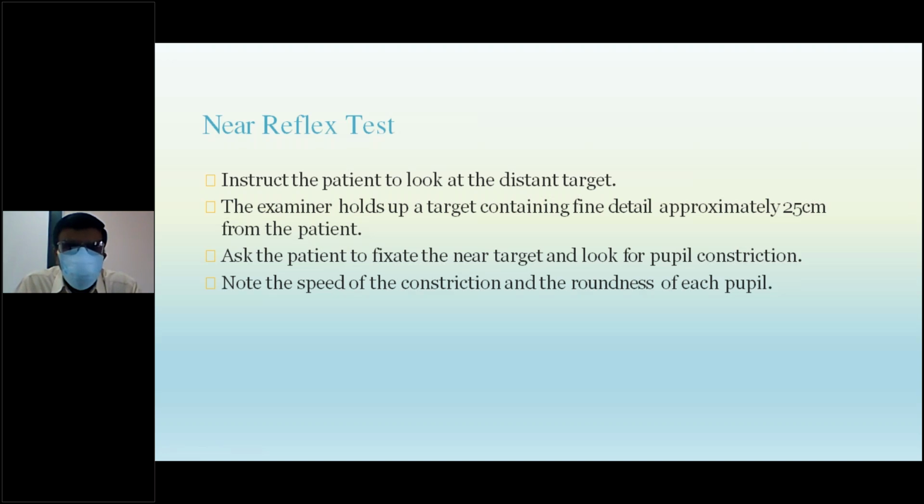How will you test the near reflex? First, you should ask the patient to look at the distant target. Then the examiner holds up the target containing fine detail approximately 25 centimeters from the patient. Then ask the patient to look at the near target, which is at a distance of 25 centimeters, for pupillary constriction. So you should note the speed of constriction and the roundness of each pupil.